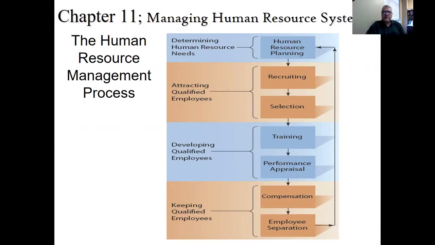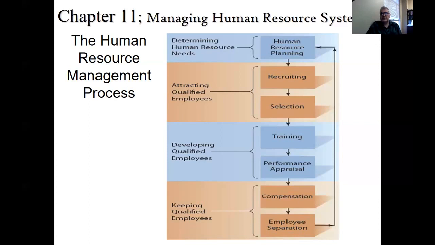Today, we will go over the second part of chapter 11. This chapter is about managing human resource systems. So now we will go over the second part of this chapter. This chapter basically discusses human resource management. We have an upper division class called human resource management, so most of you will enroll in that course and learn more about human resource management.